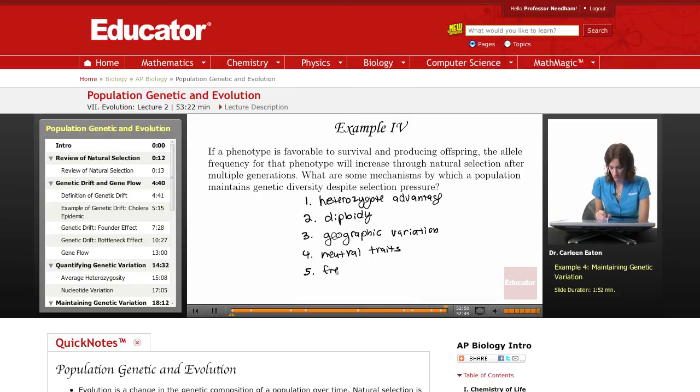Frequency-dependent selection. Recall that in frequency-dependent selection, the more common phenotype is selected against. So this favors diversity in the population. Finally, outbreeding. Individuals breeding, mating with individuals outside their immediate group brings different alleles into the population. So this is actually 6 mechanisms, and you only had to state 4.